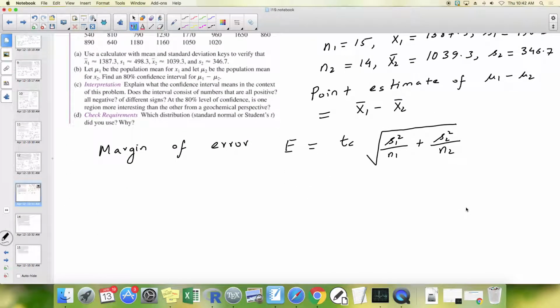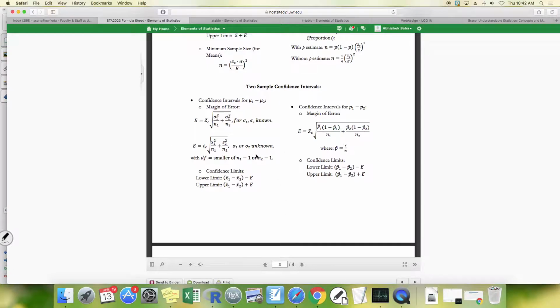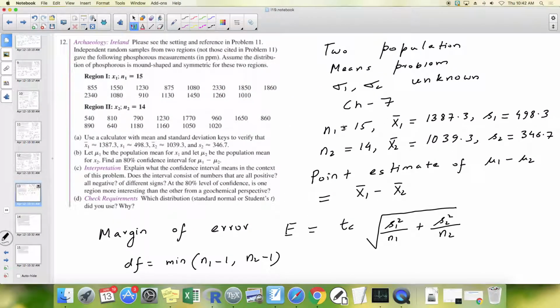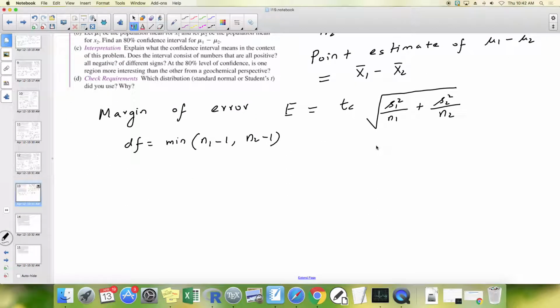But what's Tc? To find Tc, we see that it's 80% confidence interval. And what's the degrees of freedom? That's the minimum of N1 minus 1 and N2 minus 1. This is also given here. It's the smaller of N1 minus 1 or N2 minus 1, which means smaller of 15 minus 1, that's 14, and 14 minus 1, that's 13. And this shall be 13.